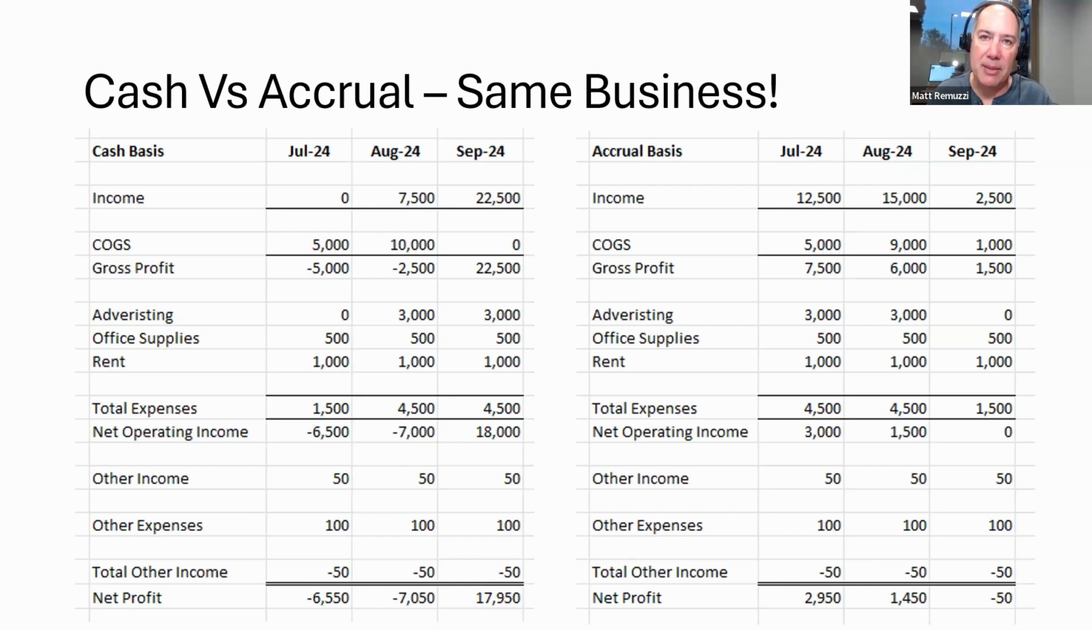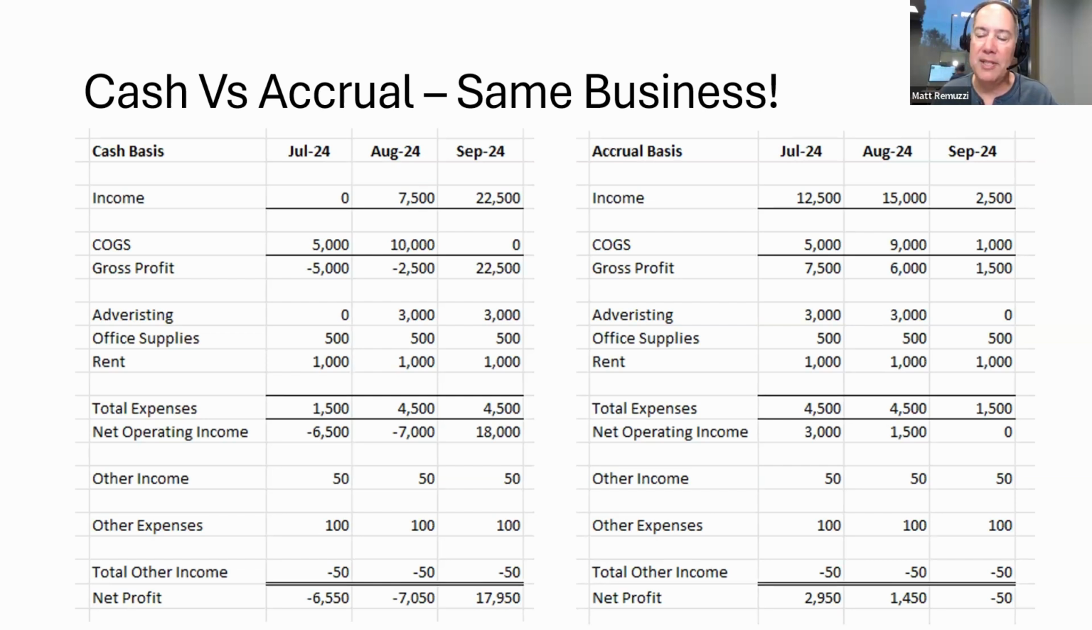And because they'd already bought the materials that they were going to use in those jobs, they didn't have any outlay for more materials. They did have to pay the second month of that advertising they signed up for. But at the end of it, they had an $18,000 operating profit and almost $18,000 worth of net profit. So July was a loss, August was a loss, and then in September, they had a huge profit.